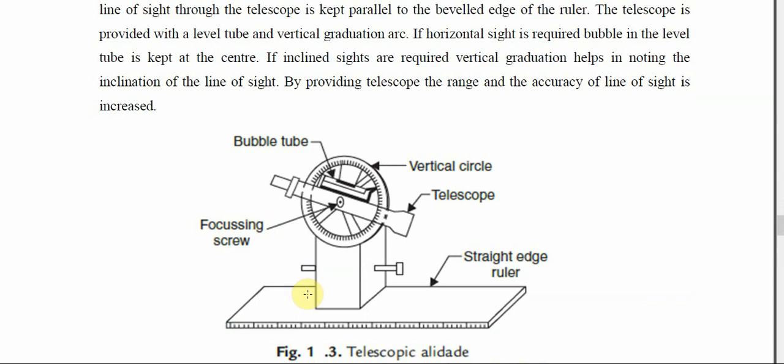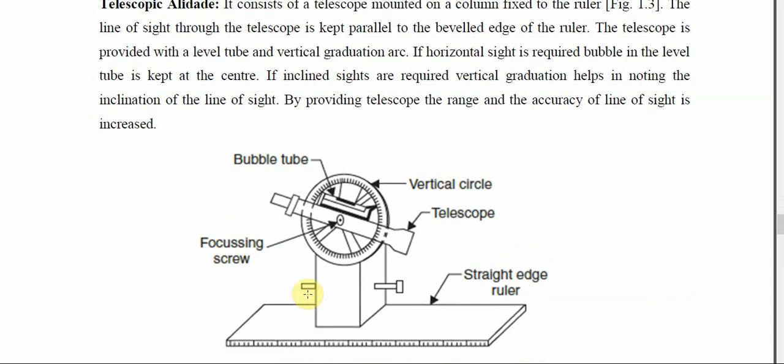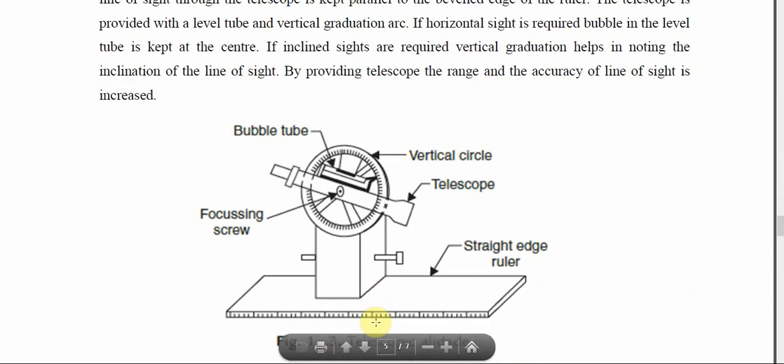So the next type of LED is telescope LED. The only difference is that on top of the straight edge ruler, a telescope is provided, and an advantage of providing a telescope is that it can be rotated in the vertical plane. Hence, you can easily sight the points in hilly areas.